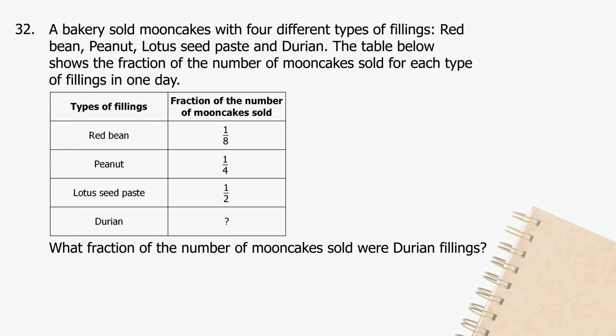Question 32. A bakery sold mooncakes with 4 different types of fillings: red bean, peanut, lotus seed paste, and durian. The table below shows the fraction of the number of mooncakes sold for each type of filling in one day. What fraction of the number of mooncakes sold were durian fillings?